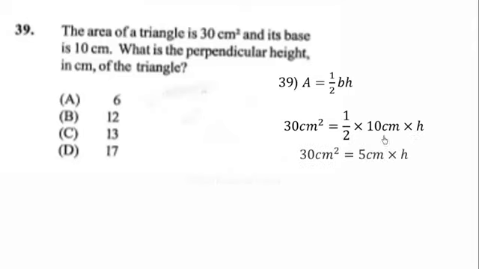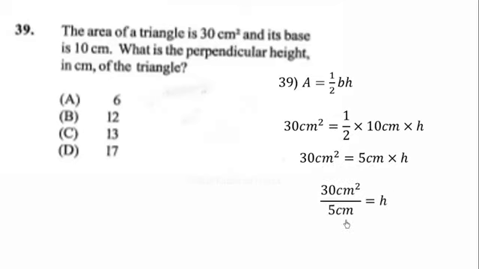We need to simplify this. We know half of 10 is 5. Divide both sides by 5 to get the height is 30 centimeters square over 5 centimeters, and that will give us 6 centimeters. So the correct answer is A.